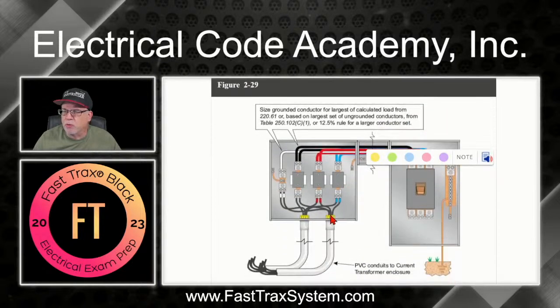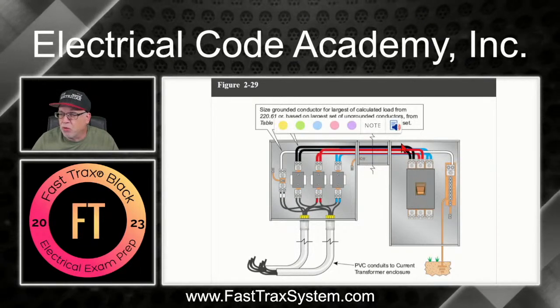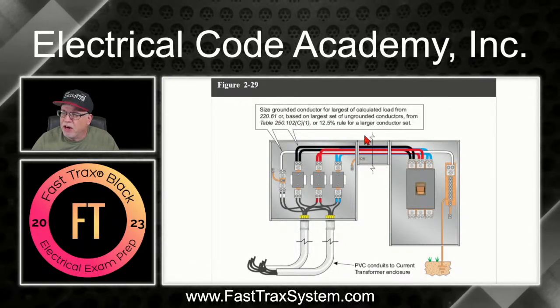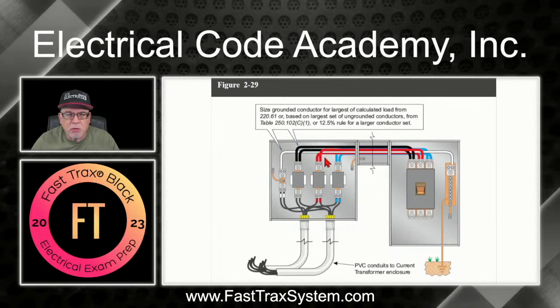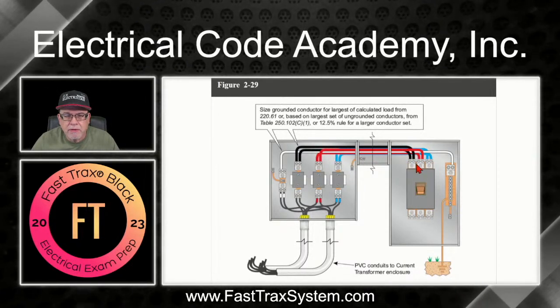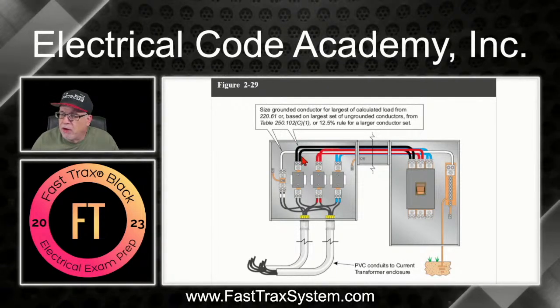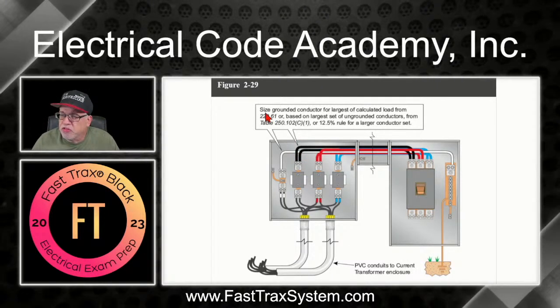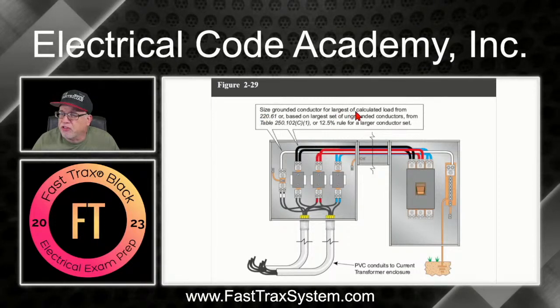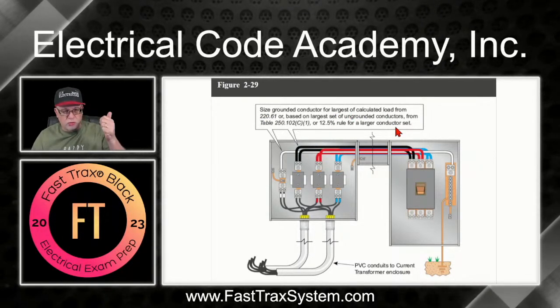So let's look at this. So this is what we're talking about. We're still talking one raceway, by the way, folks. See this right here? Still one. All right, see, this is still one right here. So we have parallel sets coming through. We only take one set. We're only taking the A's, the larger conductor from each set. We have 2 sets, so we're taking the A's, all right? So here we go right here. So size the grounded conductor for the largest of the calculated load, which is 220.61.